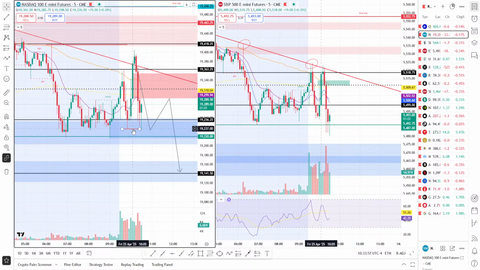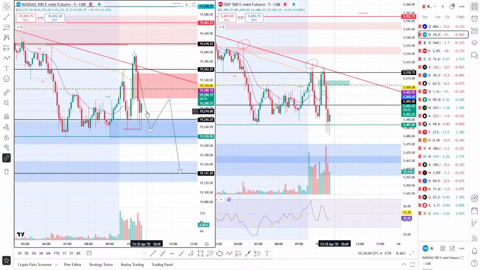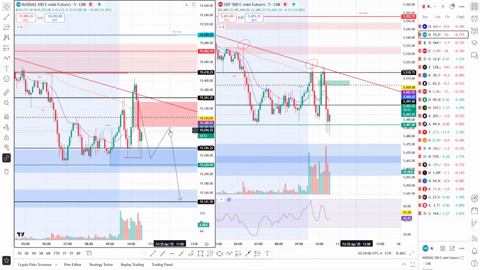Now, like in this liquidity sweep here, we took out this low, and now we're getting strong buyers. They could bring this all the way back up again.